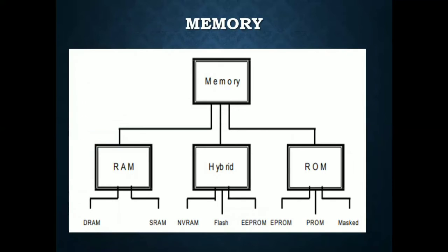Memory. Memory is mainly classified into three types, that is RAM, hybrid, ROM. RAM is nothing but random access memory, ROM is read-only memory, and hybrid is a combination of both. RAM is read or write memory. It is volatile in nature, that is it retains the content as long as there is power.